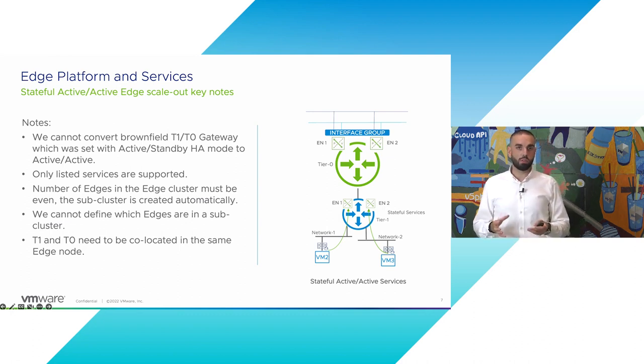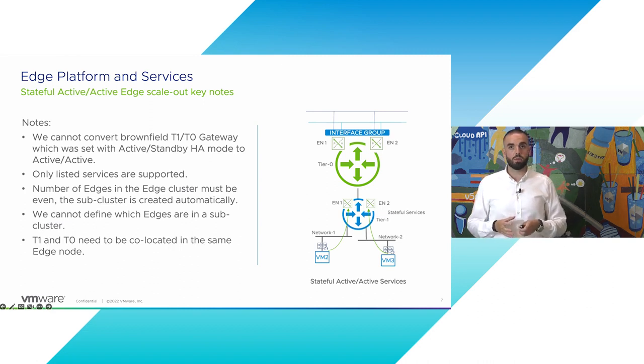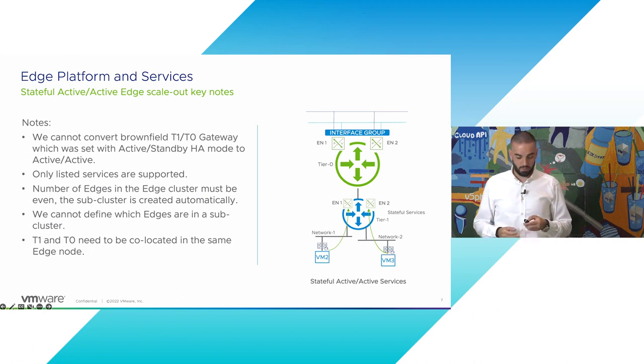It is important to remember that at the time we are doing our design and architecture for our stateful active-active topology, we need to have an even number of edges in our edge cluster. Another important element which we need to remember is that tier 0 and tier 1 need to be collocated on the same edge cluster, and that is during our configuration phase.